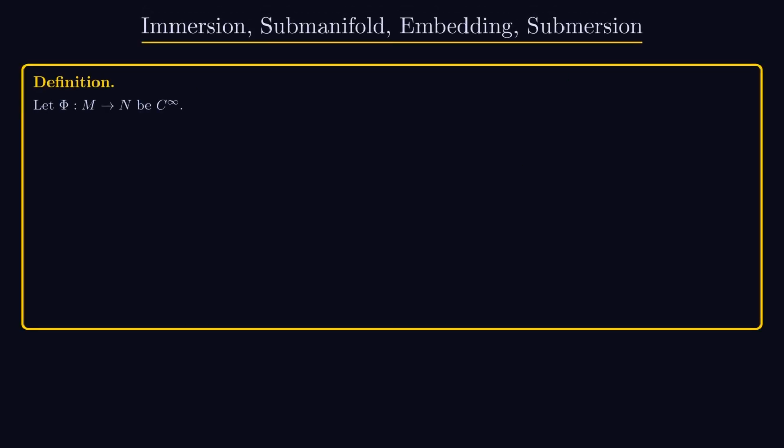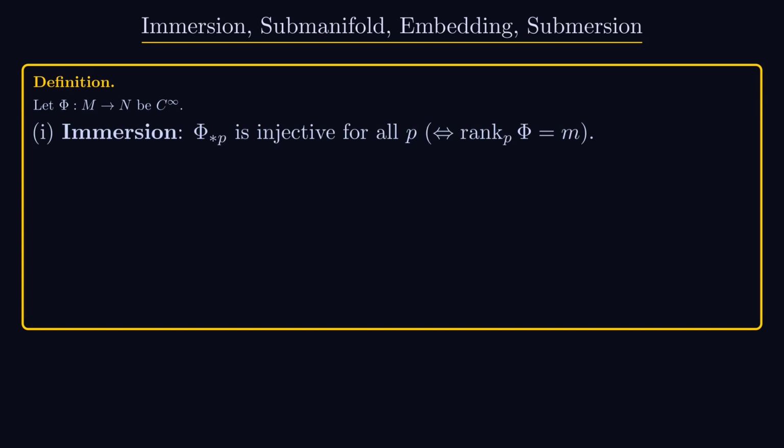Now we promote these pointwise rank conditions to global conditions on the entire map. Let φ from M to N be C infinity. 1. We call φ an immersion if the differential φ*p is injective at every point p. Equivalently, if the rank of φ is constantly m. Injectivity means no non-zero tangent vector is sent to 0.